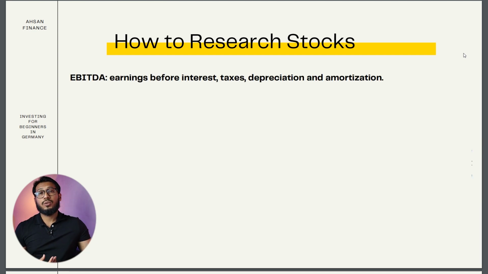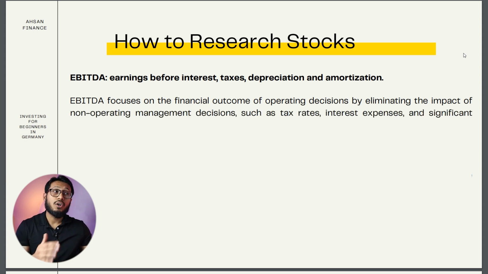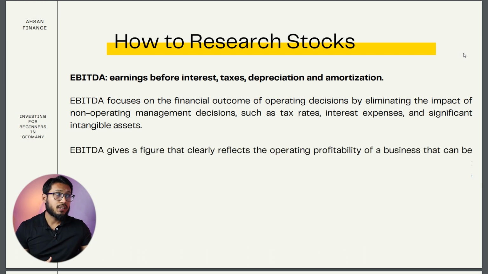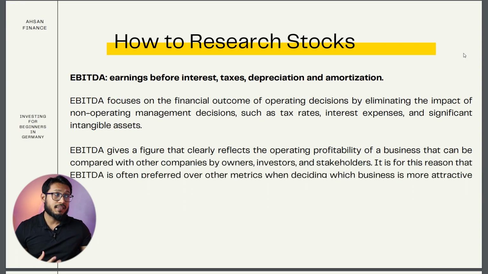The next thing I look into is the EBITDA. This is the earnings before interest, taxes, depreciation, and amortization. EBITDA focuses on the financial outcome of operating decisions by eliminating the impact of non-operating management decisions such as tax rates, interest expenses, and significant tangible assets. This measure gives us a figure that clearly reflects the operating profitability of a business, and that is why EBITDA is often preferred over other metrics when deciding which business is more attractive.